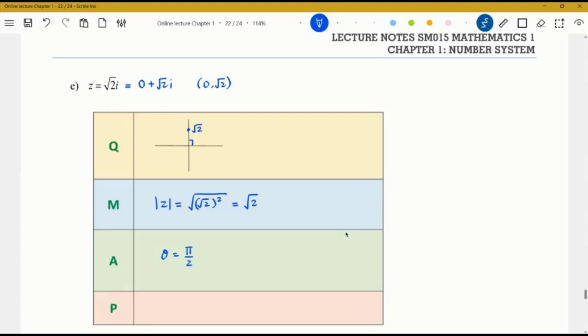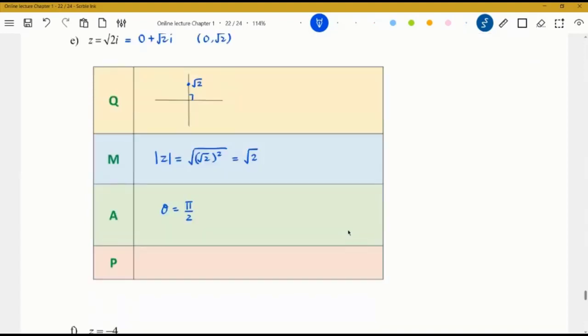Okay, polar form, put everything together. In the form of polar form, we have square root of 2 and we have cos pi over 2 plus i sin pi over 2. If you want to know whether your answer is correct, press the calculator: square root 2 times bracket cos pi over 2 plus i sin pi over 2.